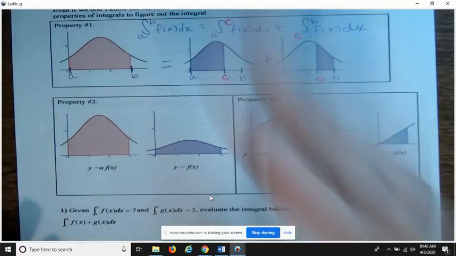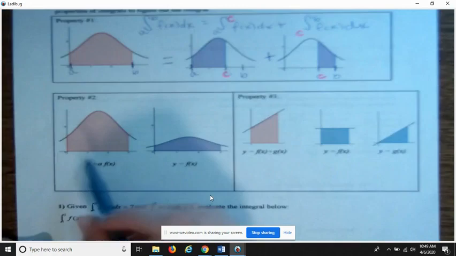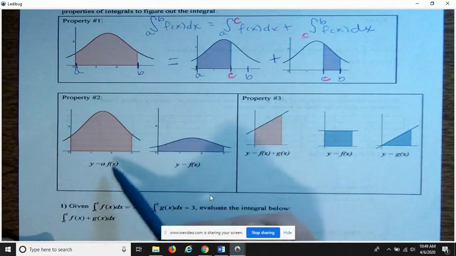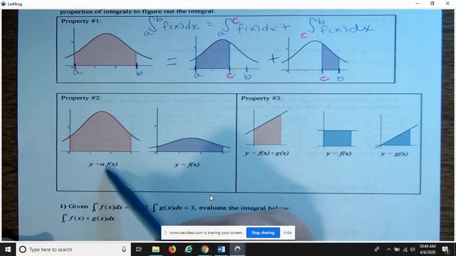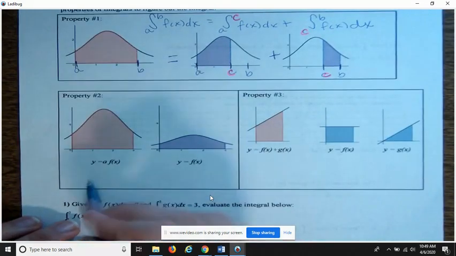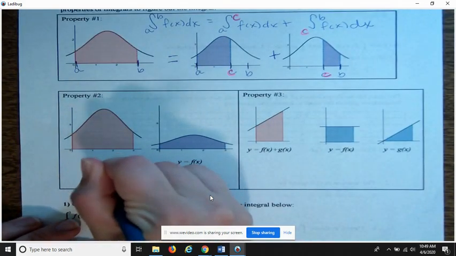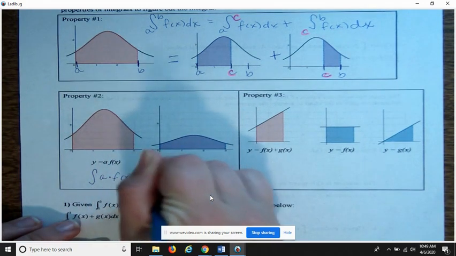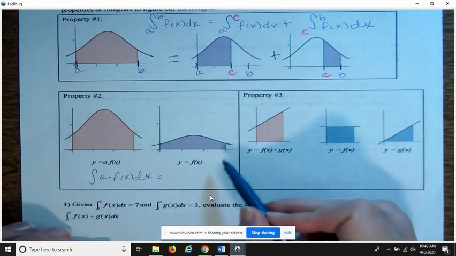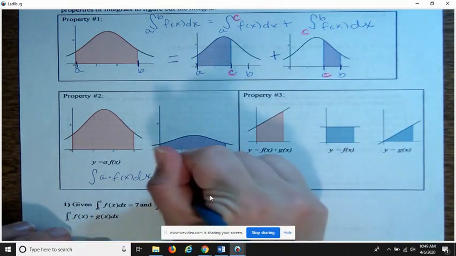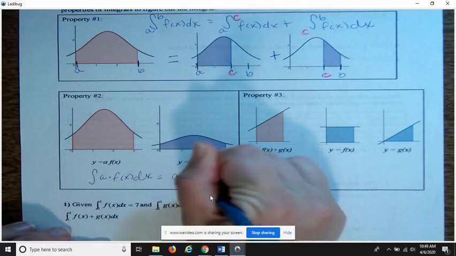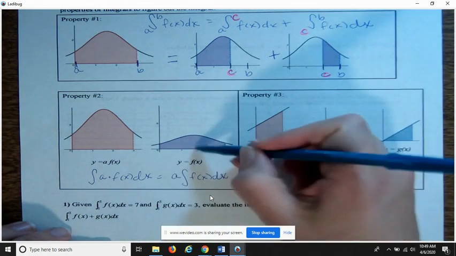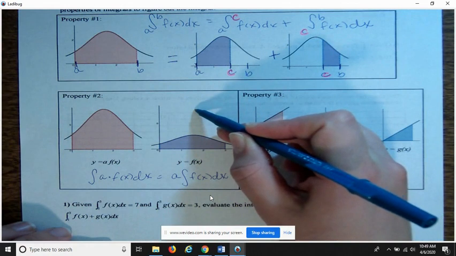Then the second property. Here we have the same function, but this one is just stretched out vertically. It has a scale factor in front of it. For this one, that scale factor is stuck inside of the integral. But this is saying that I can take my scale factor and multiply this integral by whatever that scale factor is to get the same summation.